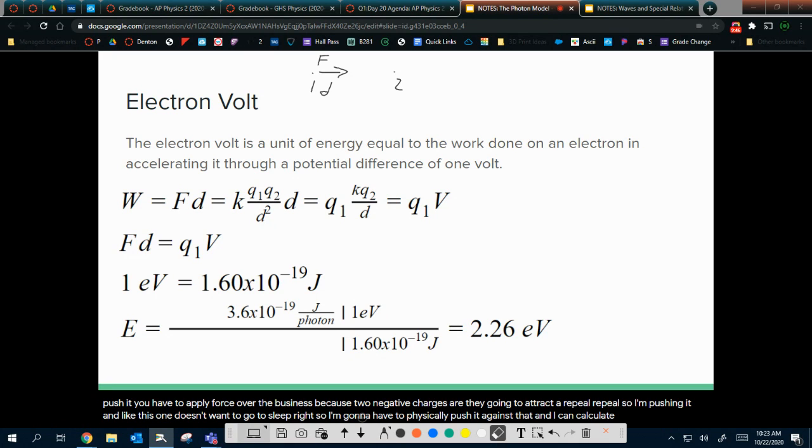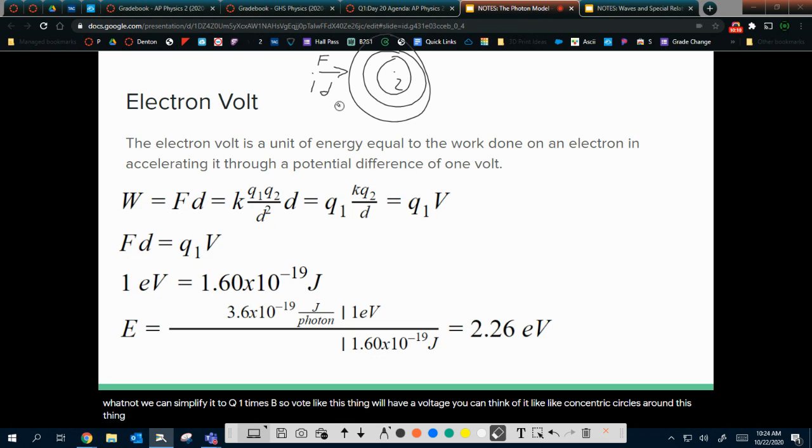And I can calculate how much force using Coulomb's law, and then times the distance it goes over to find the work done. But essentially, because of voltages and whatnot, we can simplify it to q1 times V. So this thing will have a voltage. You can think of it like concentric circles around this thing. But at this point, let's say it's got 2 volts, this is 3 volts, this is 4 volts. Or sorry, that's backwards.